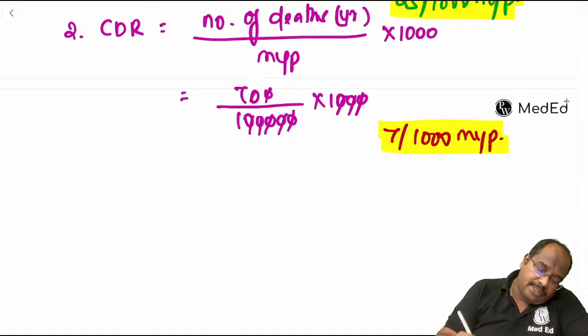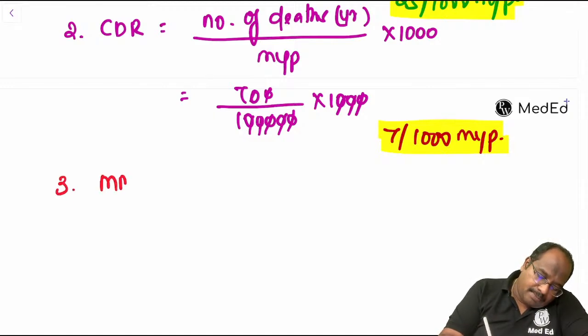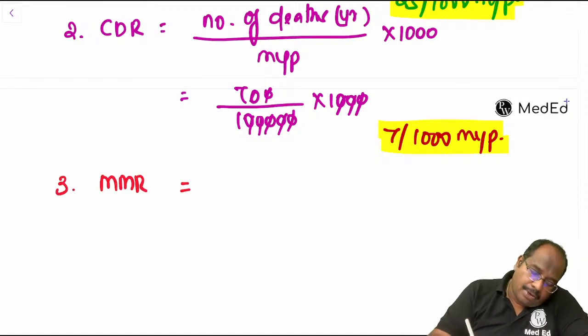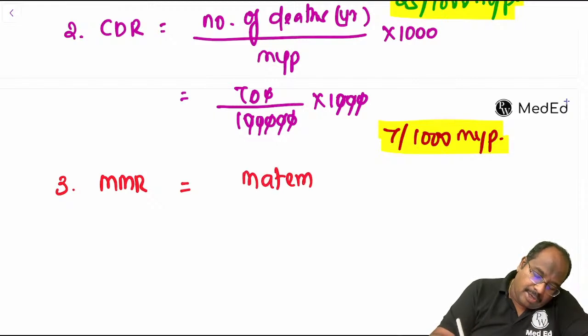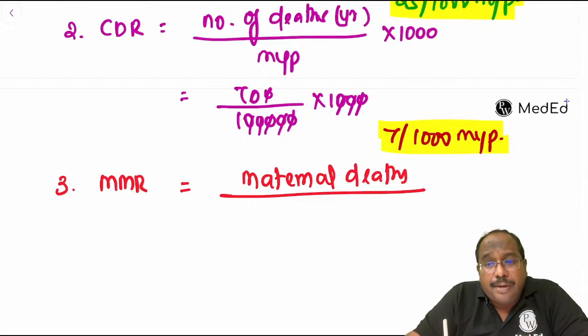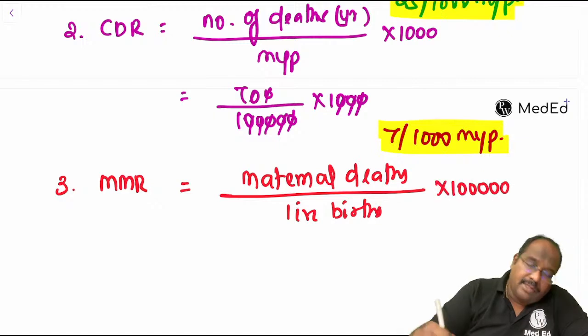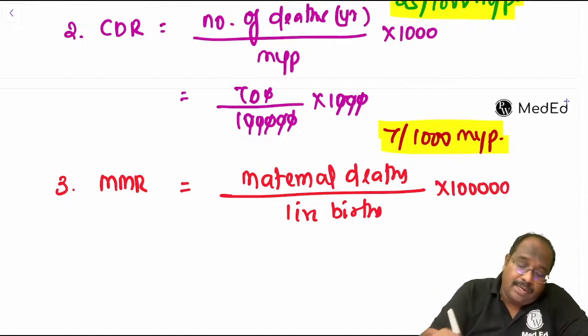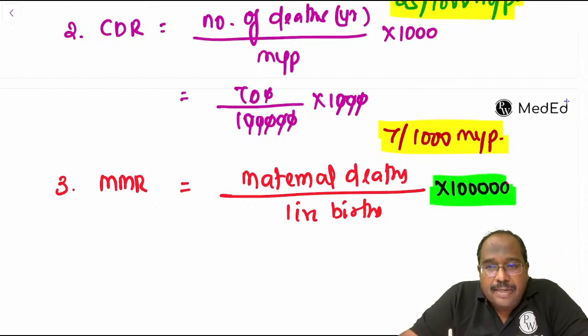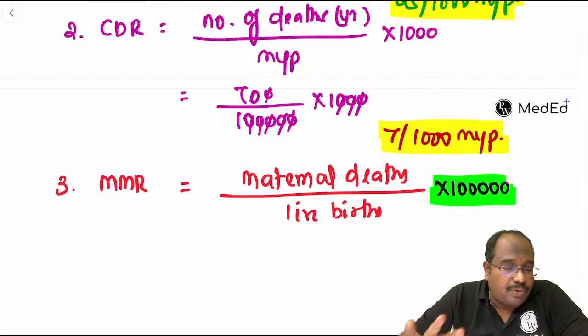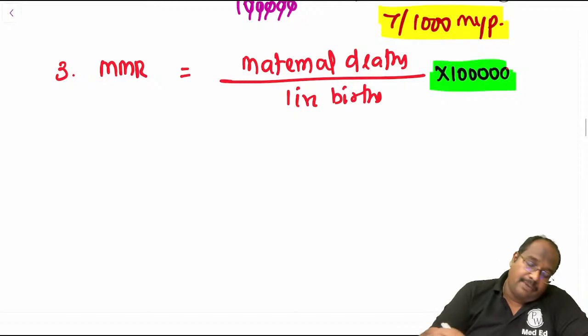The third one is MMR, guys, maternal mortality ratio. Numerator is number of maternal deaths. I am writing in short form, guys. Denominator is total number of live births, multiplied by 1 lakh. This indicator we express in terms of 1 lakh; no other indicator will be in 1 lakh, but this one will. Maternal deaths by live births. Maternal mortality ratio: rate we don't calculate, ratio only we will calculate.